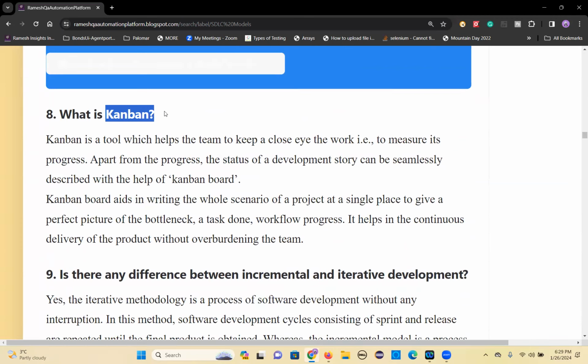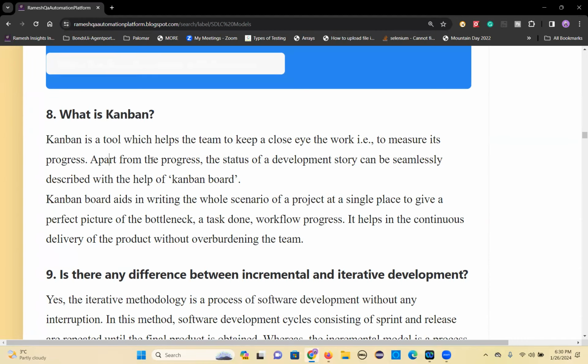So what is Kanban? Kanban and Agile boards, these are the boards, the Kanban board and the Agile board. Basically it is used to maintain the project in a card-based board. Each user story will be treated as one card, and those cards you can move here and there in the Kanban board, so that you can track each user story's status. Each person's tasks they will manage in the Kanban board, and the same with the Agile board.